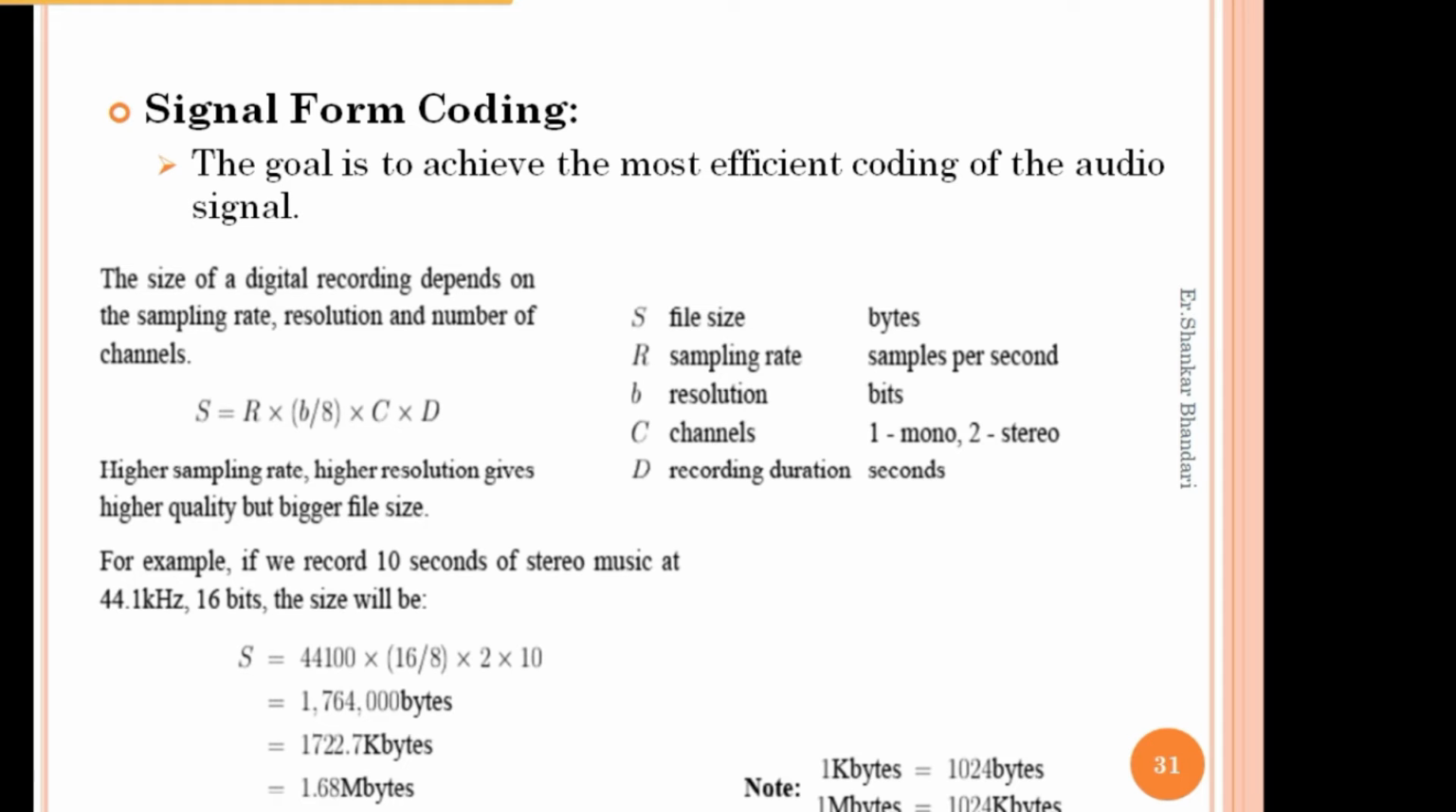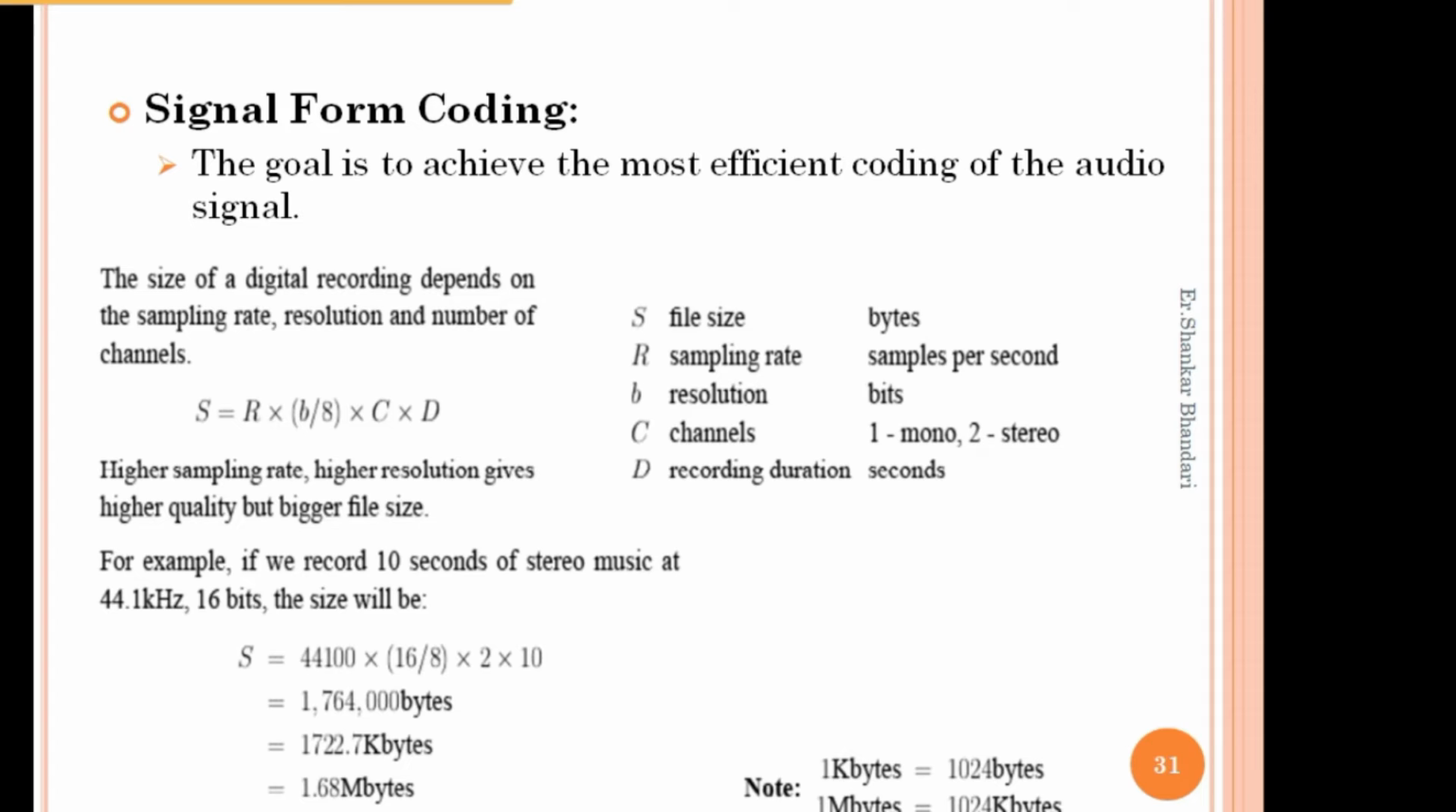We have the sampling rate, A, generally measured in samples per second or hertz. Resolution, represented by B, is in bits, and C is the number of channels, 1 for mono and 2 for stereo. D is the recording duration in seconds. From this formula, the size is calculated. When the size of the audio signal sample is large, it gives good quality sound and high resolution, which is very effective for us.